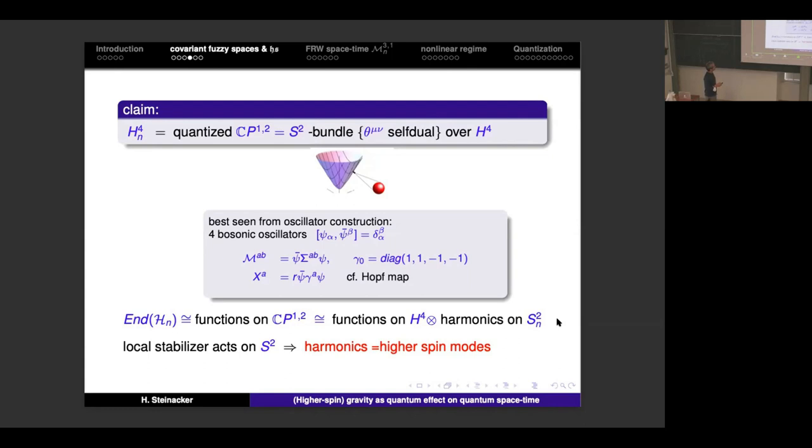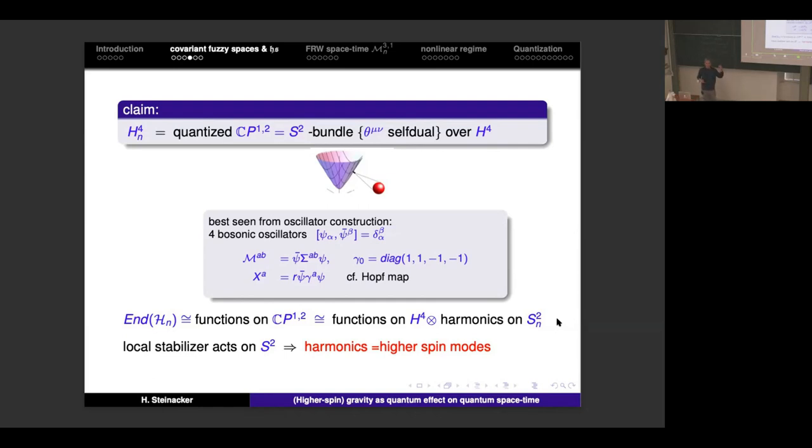And this geometric interpretation can be seen very easily from the oscillator construction of this representation. I don't want to go through it, but it's not a big mystery. So it's very clear that you really have quantized this six-dimensional space. And in particular, this means that the full algebra of functions which is generated by these matrices, if you take into account also the M generators or the commutators, really generates the algebra of functions on this big six-dimensional bundle space. And so this algebra of functions that you get, they're really functions on the hyperboloid together with this internal sphere.